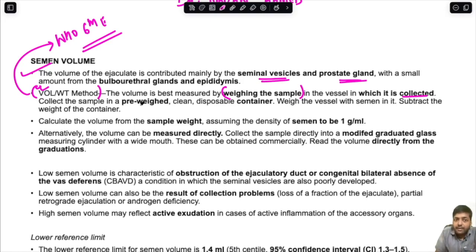So collect the sample in a pre-weighed, clean, disposable container, weigh the vessel with the semen inside it, and subtract the weight of the container from that. So you are going to get an accurate sample weight.